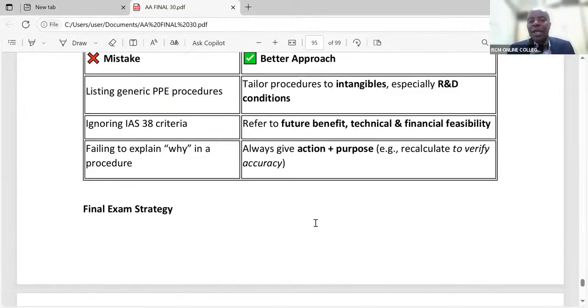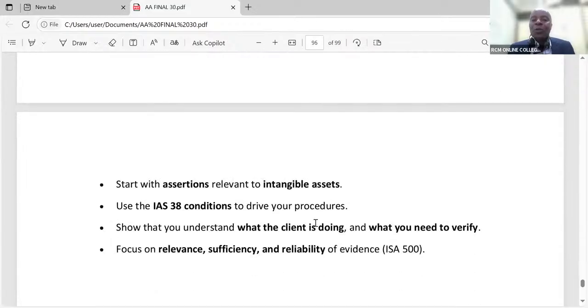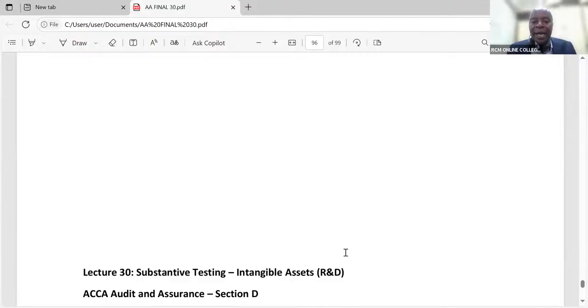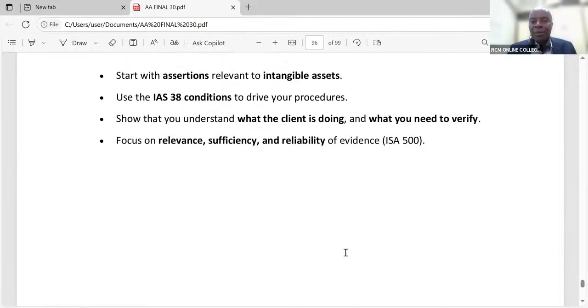Final exam strategy, as I sign off: start with the assertions relevant to intangible assets. Use the IAS 38 conditions to drive your procedures. Show that you understand what the client is doing and what you need to verify. Focus on relevance, sufficiency, and reliability of evidence as per ISA 500.